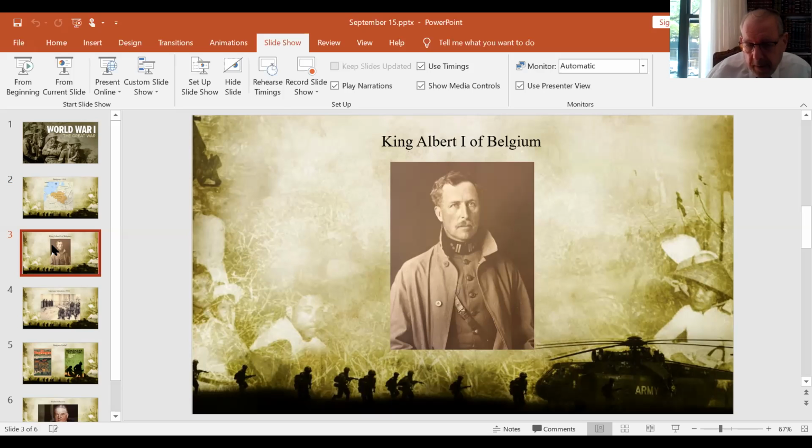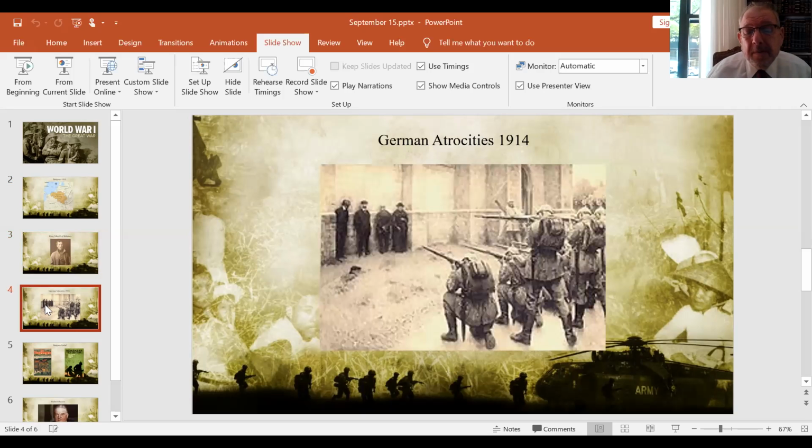Now, what was happening in Belgium obviously became known throughout the world. Here you have German atrocities. See the German army just executing a number of citizens, not military, whatever. So when the word got out, and it did, of what was going on, obviously there's a great propaganda potential, especially in England.